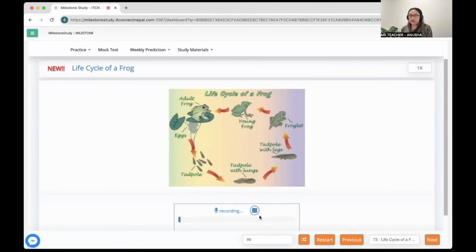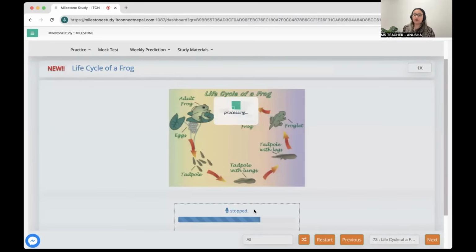This picture represents the life cycle of a frog, how it turns from eggs to adult frog. The first stage is eggs, where it turns into tadpoles. Lots of tadpoles then become tadpoles with lungs. That means lungs develop after some time. After lungs, they develop legs, and slowly they become froglet, which is a tiny frog. And after that, they become a young frog, which later on changes to adult frogs. This is the overall life cycle of a frog, of how it changes from eggs to adult frogs.